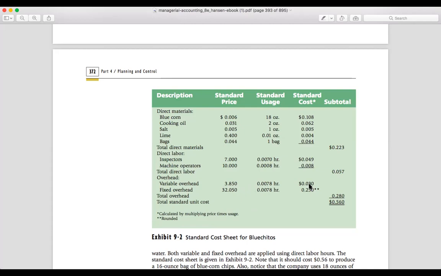Okay. How about the fixed overhead? So the rate is actually 32.050 per direct labor hour. So making the fixed overhead cost will be this amount. Right, so this amount's been rounded, right?